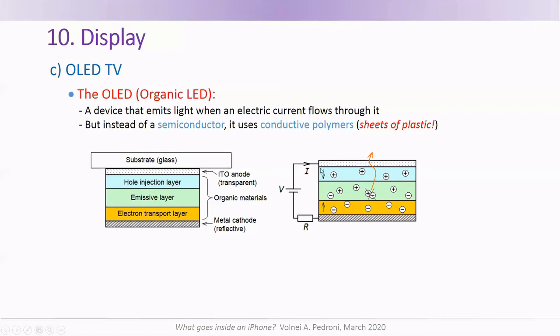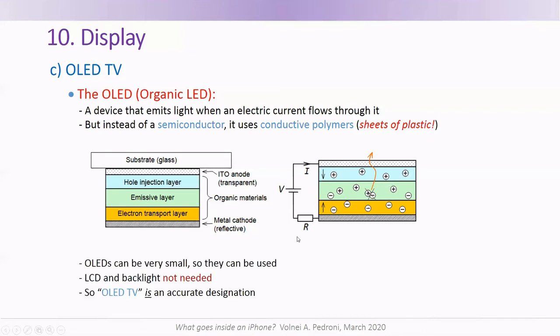It is assumed that this dimension is much smaller than this dimension here. So OLEDs can be very small, so they can be used as pixels directly. So this is the very first self-emissive display. LCD and backlight not needed. So OLED, as I said already, is an accurate designation.